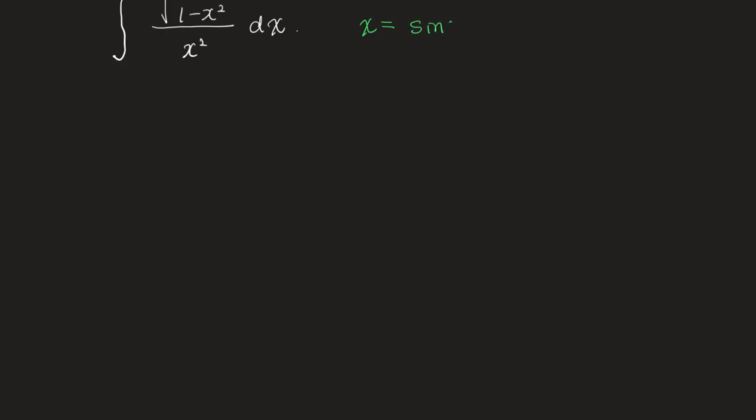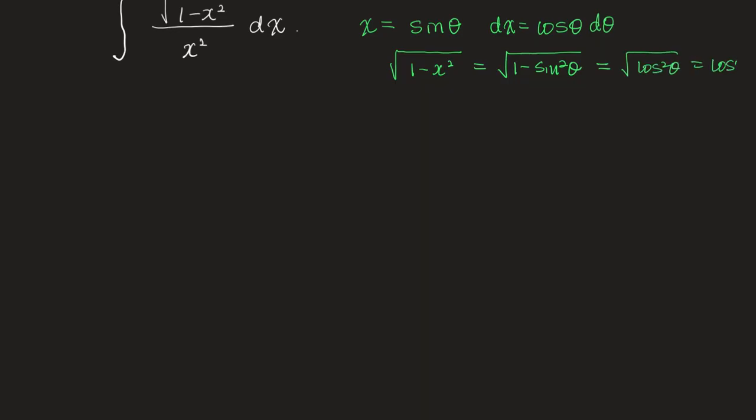You're going to substitute sine theta, substitute everything. The dx is going to be the derivative of sine, which is cosine theta d theta. Now, you're going to substitute into the square root of 1 minus x squared, which is the square root of 1 minus sine squared theta. That's the trigonometric identity. That's going to be the square root of cosine squared theta, which is cosine theta.